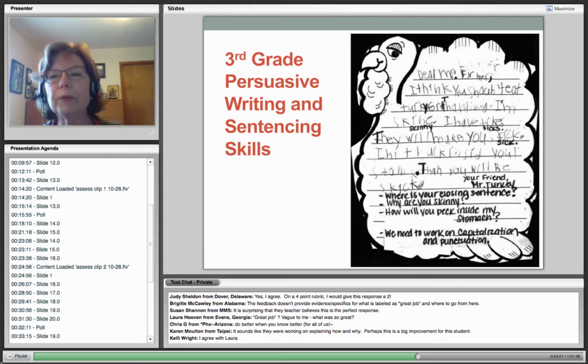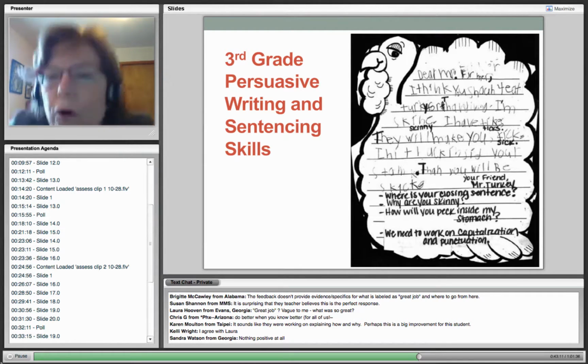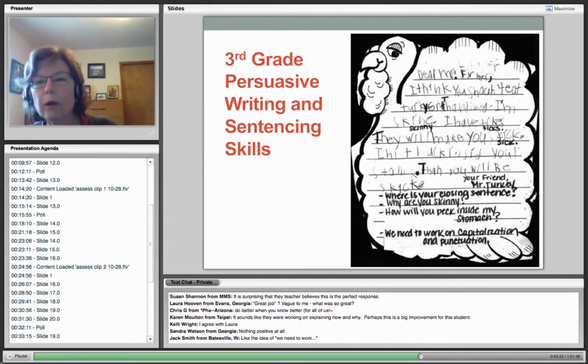So the feedback is what the teacher has printed there in kind of like a flair pen marker. She corrected some grammar and usage errors, and then she wrote, "Your friend, Mr. Turkey," because he didn't finish his letter form. And the teacher wrote, "Where's your closing sentence? Why are you skinny? How will you peek inside my stomach? We need to work on capitalization and punctuation."